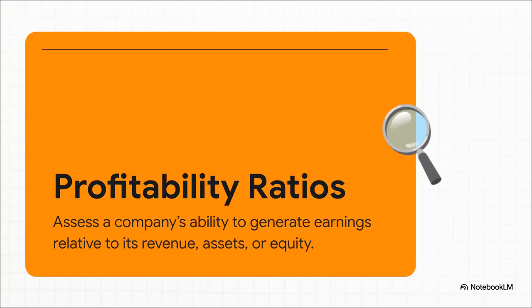Profitability ratios. These are the bottom line. At the end of the day, after you pay all the bills and sell all your products, how much money is actually left in the pot? That's what these ratios measure. They show how good a company is at turning its sales or its assets into actual, real profit.